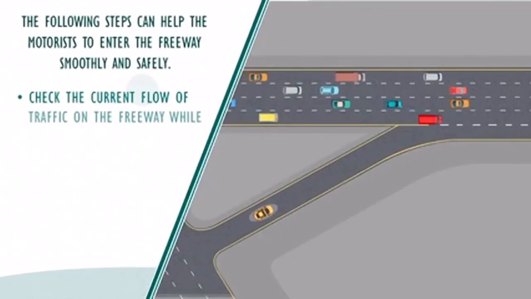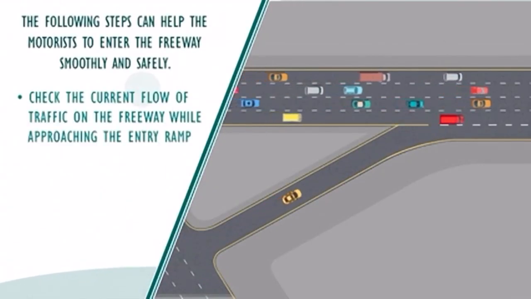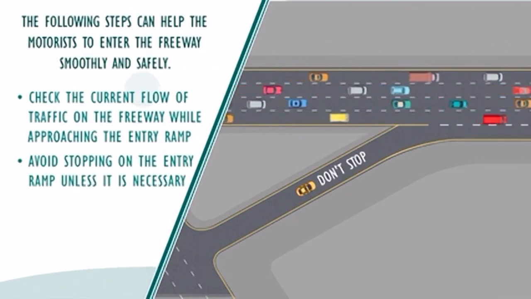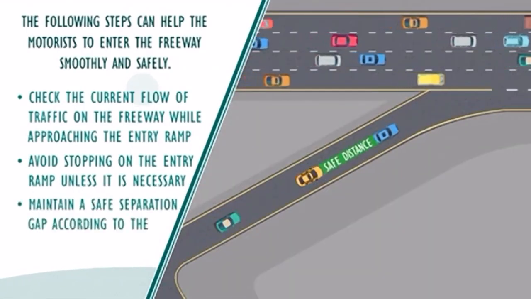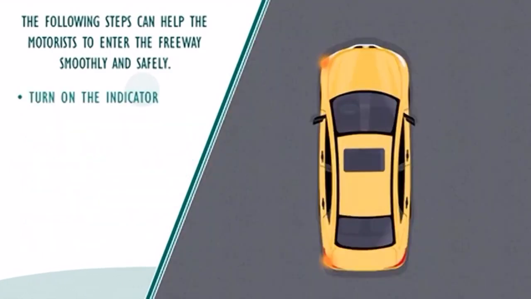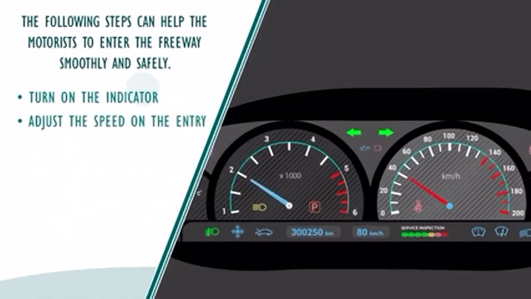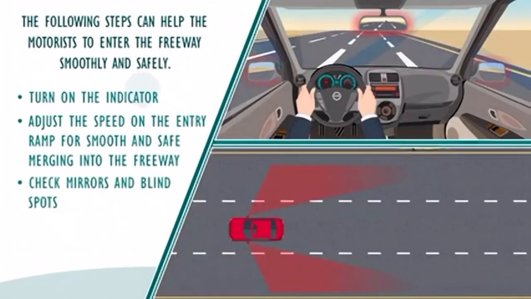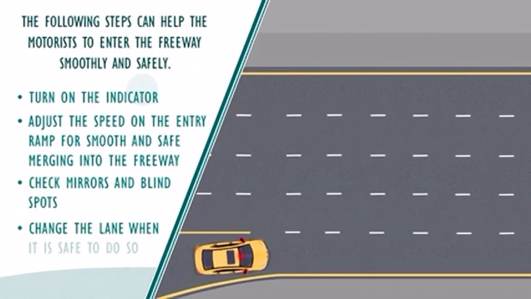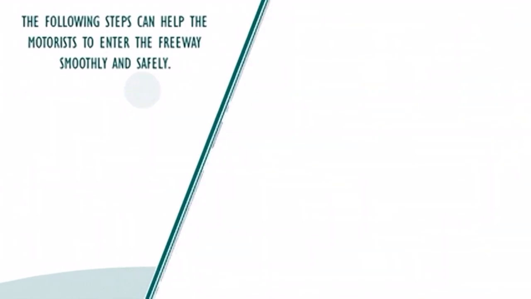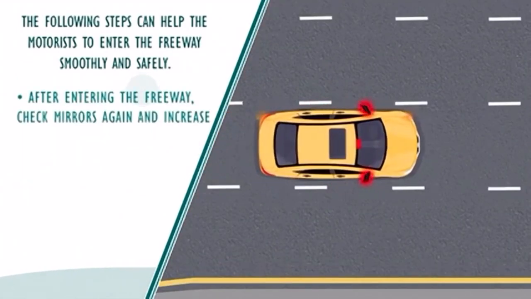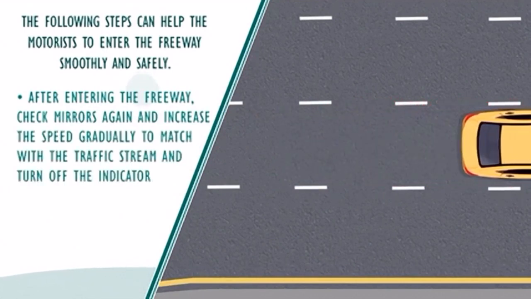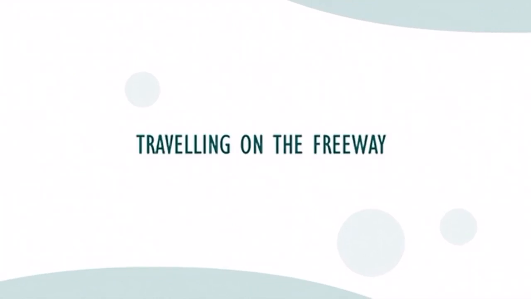Check the current flow of traffic on the freeway while approaching the entry ramp. Avoid stopping on the entry ramp unless it is necessary. Maintain a safe separation gap according to the type of vehicle. Turn on the indicator. Adjust the speed on the entry ramp for smooth and safe merging into the freeway. Check mirrors and blind spots. Change the lane when it is safe to do so. After entering the freeway, check mirrors again and increase the speed gradually to match with the traffic stream and turn off the indicator.